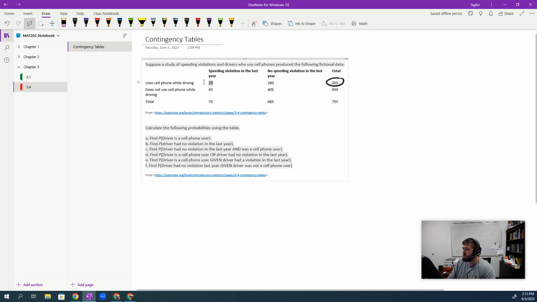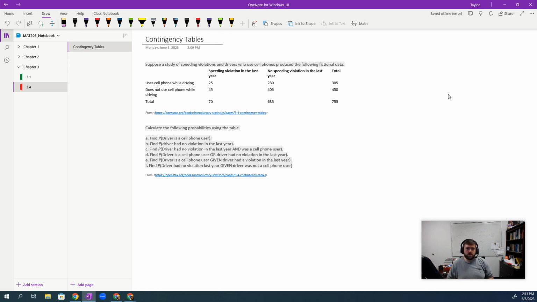Notice that if you do 25 plus 280, you get 305. So if we add up everything in this row, we get the total here. Same thing here. If we add 45 plus 405, we get 450. And going down the other way, 25 plus 45 is 70. 280 plus 405 is 685. And then 70 plus 685 is 755, and that should match 305 plus 450. So 755 is the total number of people in the study.